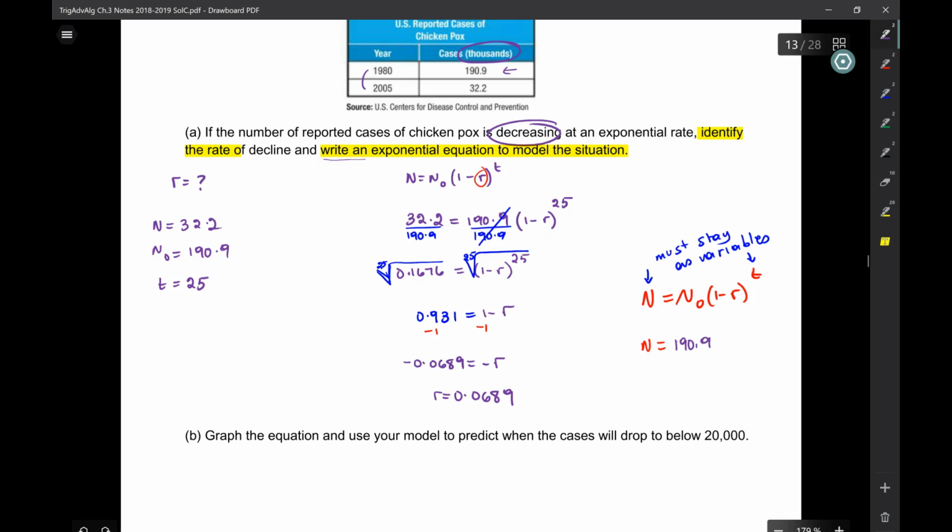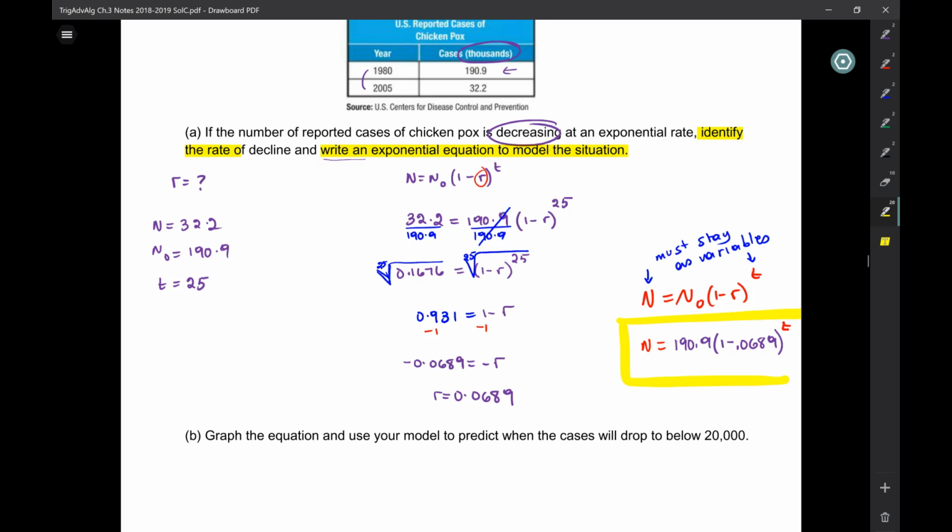What do I put in for the initial? 190.9 times 1 minus, the R is 0.0689, to the power of T. That's the answer. So look for what you are asked for. You want an exponential equation. If you want an equation, you have to have an equation.